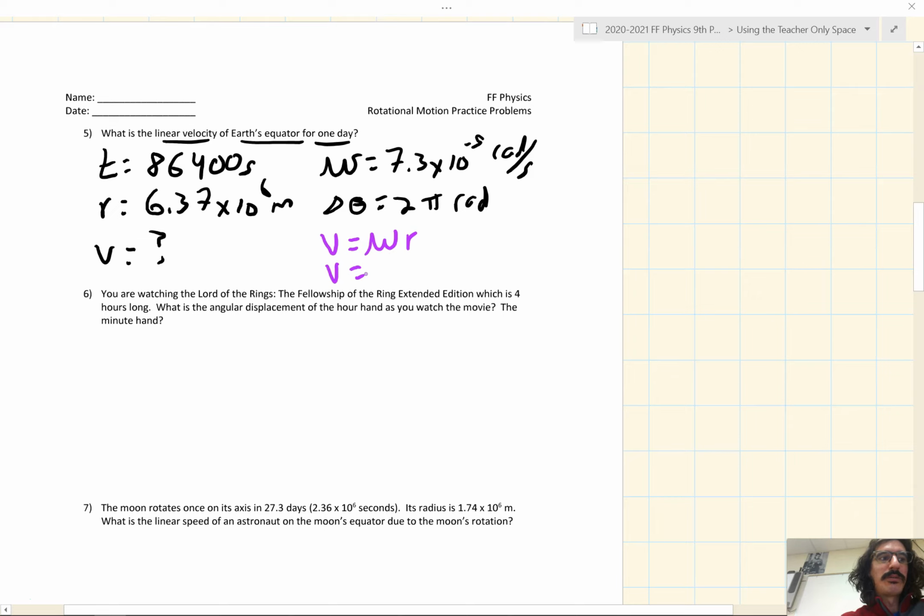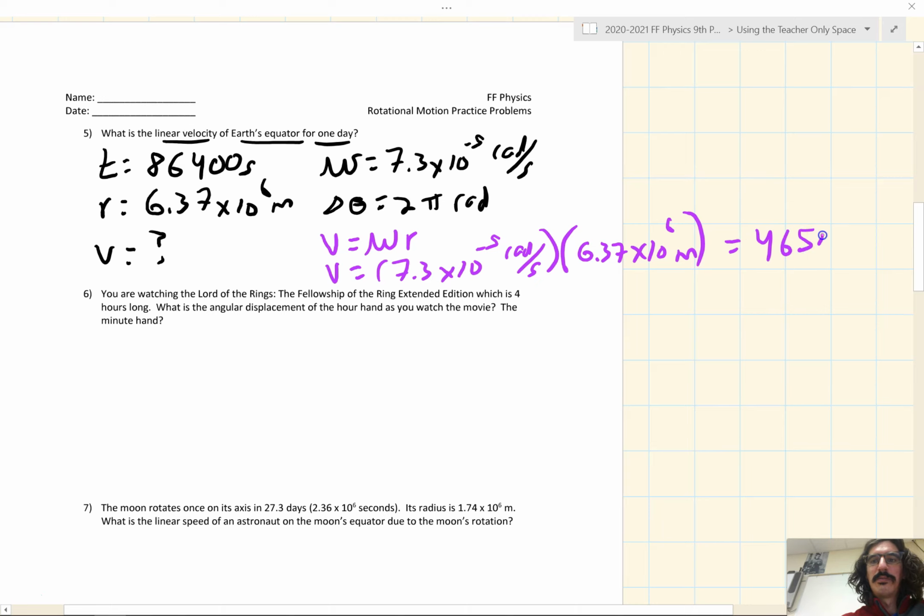So v equals 7.3 times 10 to the negative 5 radians per second times the radius, 6.37 times 10 to the 6th meters. That gives us a velocity at the equator to equal 465 meters per second.